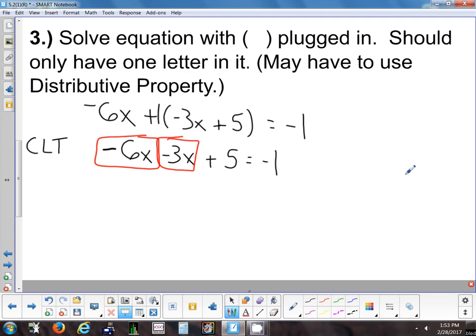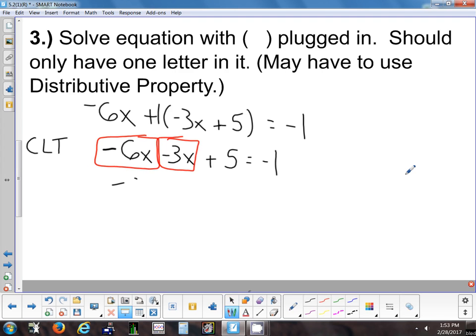When I combine them, what do I get? Don't change it to a positive because you're not multiplying or dividing. All right? You're not multiplying or dividing. Aiden, what do you think you get? Negative 6x and negative 3x. No. No? Vanessa? Negative 9x.